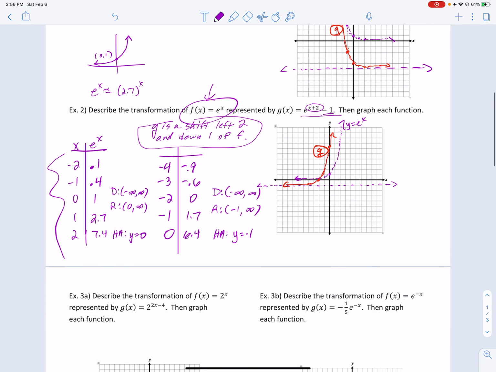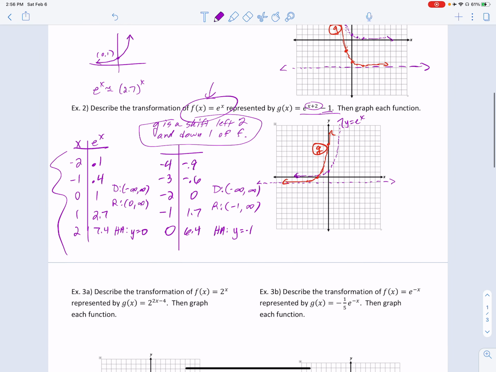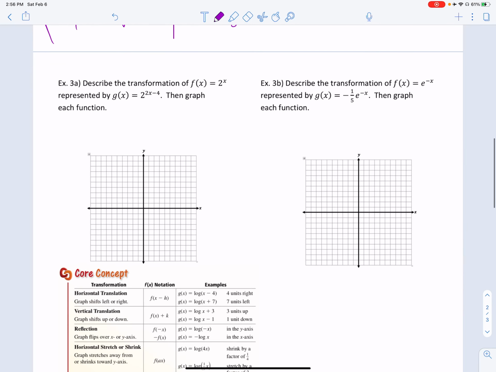All right, example 3. This one is a little bit tricky. We have y is equal to 2 to the x. And so I'm going to start with a table of values for x and 2 to the x using -2, -1, 0, 1, and 2. That's our parent function f. 2 squared is 4. To the first, it's 2. 2 to the 0th is 1. 2 to the -1 is 1/2. And 2 to the -2 is 1/4. So those are just points you should be able to quickly list out for 2 to the x.